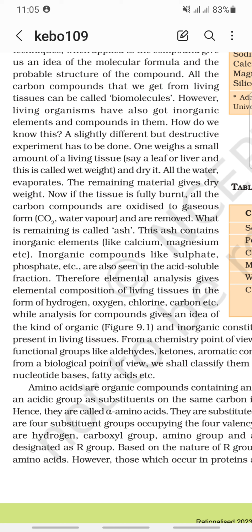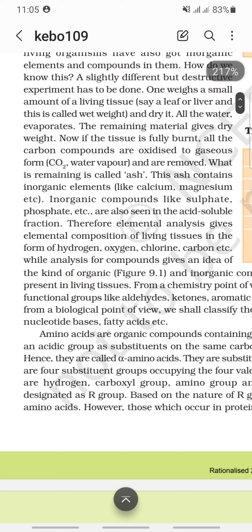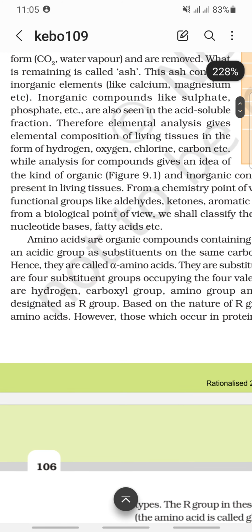Now if the tissue is fully burned, all the carbon compounds are oxidized to gases like CO2 and water vapor and are removed. What is remaining is called ash. This ash contains inorganic elements like calcium, magnesium, etc. Inorganic compounds like sulfate, phosphate, etc. are also seen in the acid soluble fraction. Therefore, elemental analysis gives the elemental composition of living tissue in the form of hydrogen, oxygen, chlorine, carbon, etc., while analysis for compounds gives an idea of the kind of organic compounds.